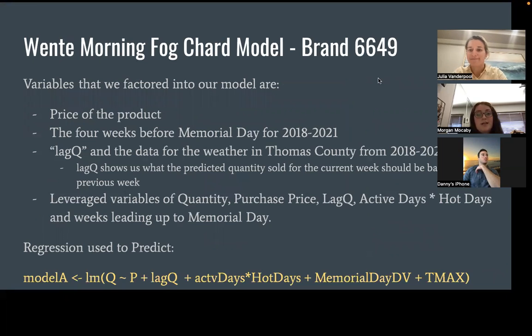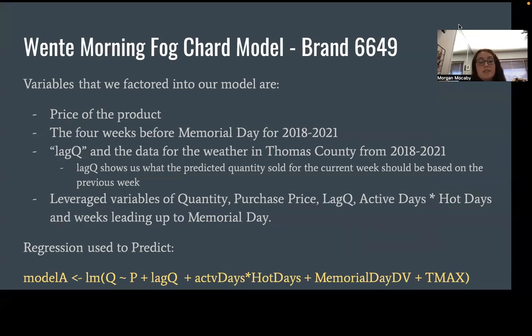And here's Morgan. So for our first brand, 6649, which is a Chardonnay, the variables that we factored into our model were the price of the product, the 4 weeks leading up to Memorial Day for 2018 to 2021. And then we created lag Q and the data for the weather in Thomas County from 2021. Lag Q shows us what the predicted quantity sold for the current week should be based off of the previous week. And then we leveraged the variables of purchase price, lag Q, active days multiplied by hot days, and the weeks leading up to Memorial Day to predict quantity. And then that's the model that we typed in R at the bottom.